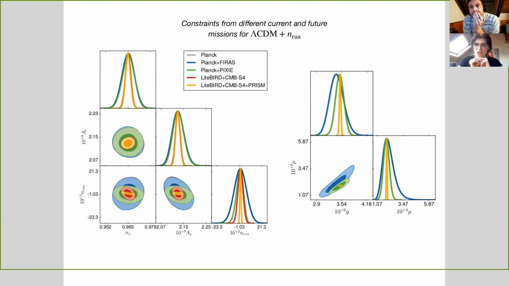On the right, I'm just showing the sensitivity of these individual missions to the y and mu parameters. So these are the specific spectral distortion parameters. The blue one is what Planck plus FIRAS gave us. The green one is what PIXIE would give us. And the yellow one is what PRISM would give us. And we can really see how much this is going to improve. And PRISM is already within reach of current technology.